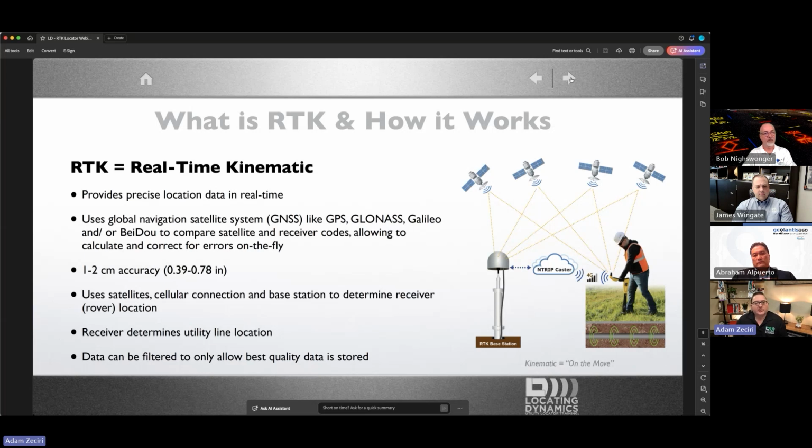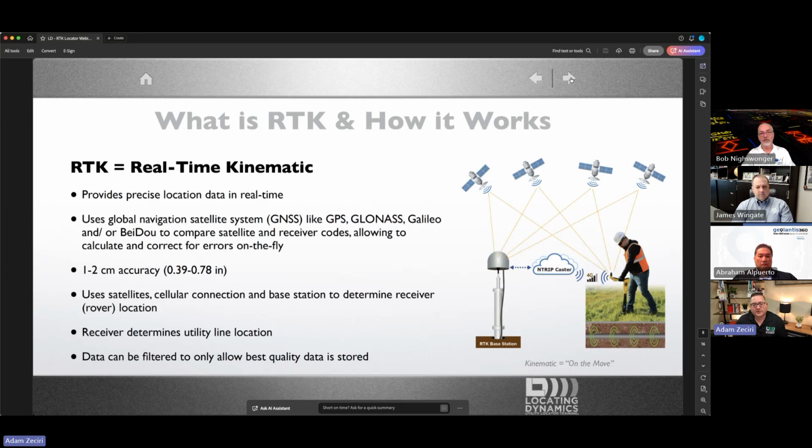You're able to provide precise location data in real time using global navigation satellite systems, GNSS, like GPS, GLONASS, Galileo, or BeiDou, to compare satellite and receiver codes, allowing you to calculate and correct for errors on the fly. RTK data can be 1 to 2 centimeters accurate, or here in the US, that's 0.39 to 0.78 inches, using satellites, a cellular connection, and a base station to determine your receiver or rover location. The receiver, for the locating receiver, is what determines utility line location, and that's all interpolated with that satellite information.